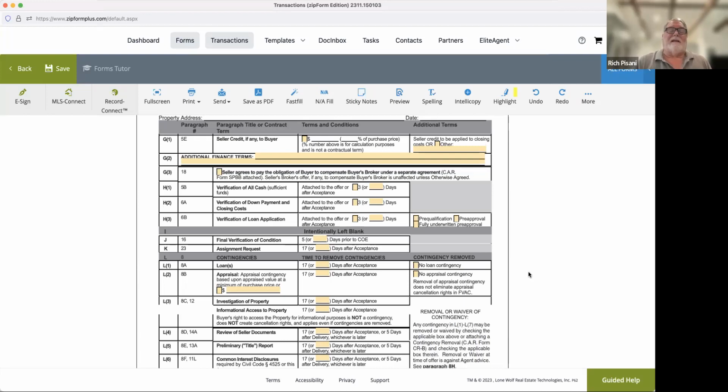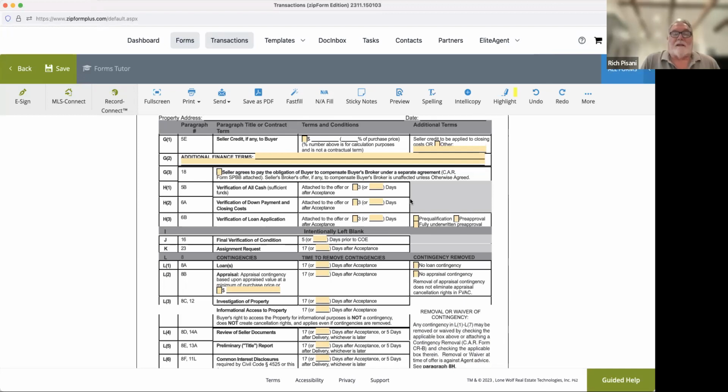I don't know of any listing agent who will accept an offer where they're not seeing up front that this person has the cash and is approved, and also how they're approved. Is it a pre-qualification? Is it pre-approval? Or is it a fully underwritten pre-approval?